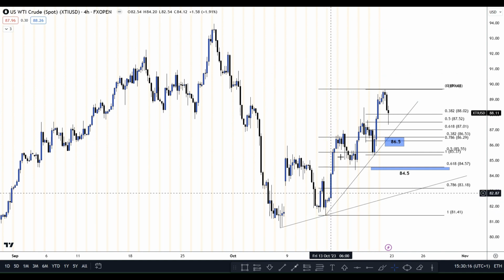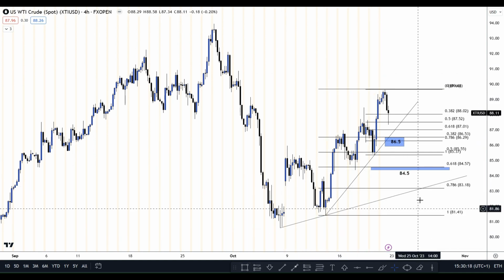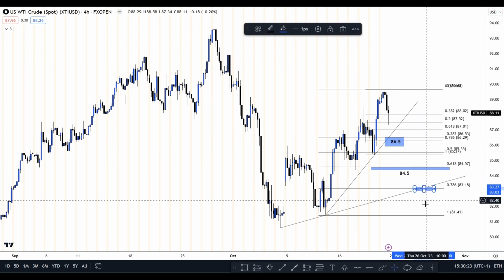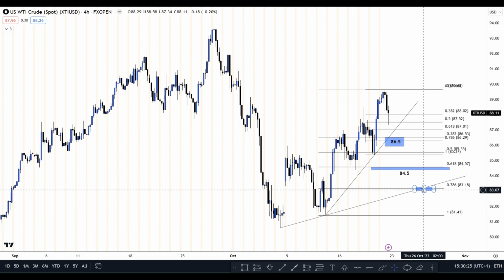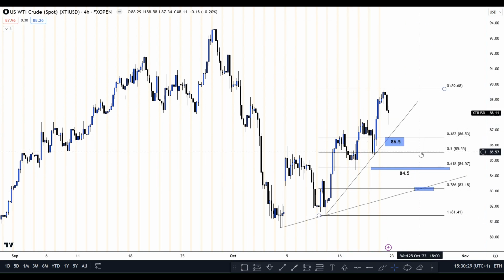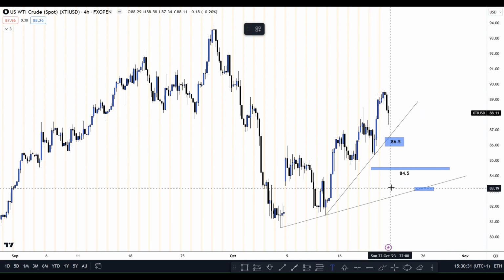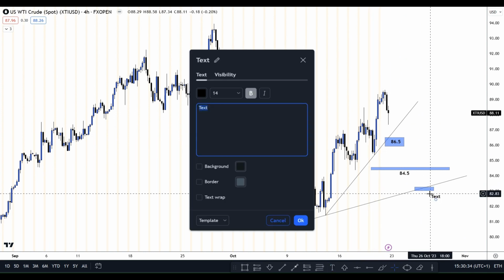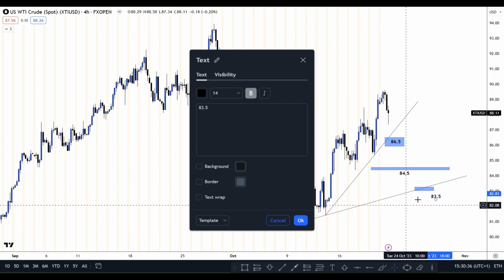As well, if we look here from the big push, there's a 78 fib. So what you could say is that potentially, if the third touch happens there, then I would take the trade. Okay, so that is it for areas of strength on oil. Let's just have a look. So that's 83. We'll call it 83.5.